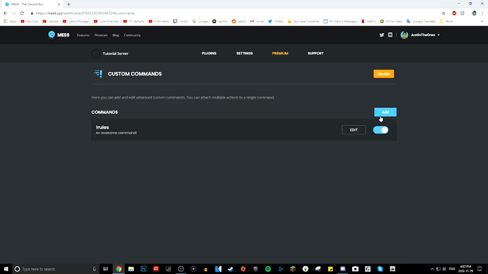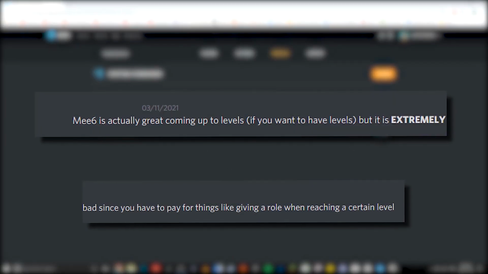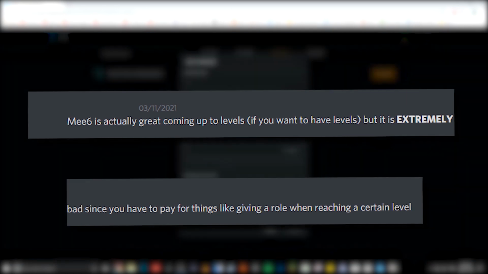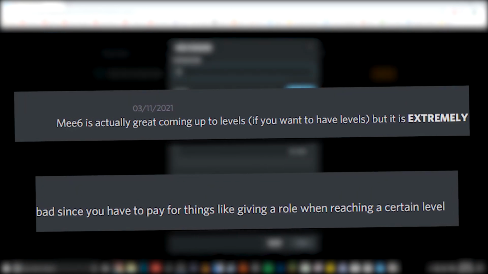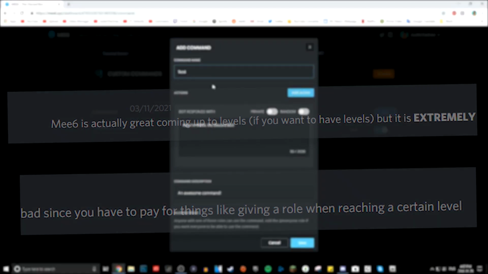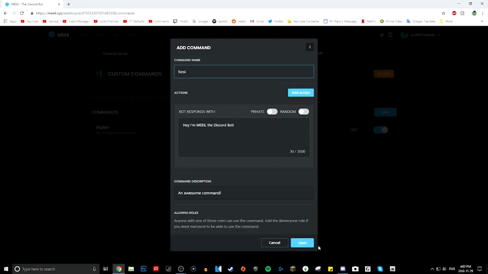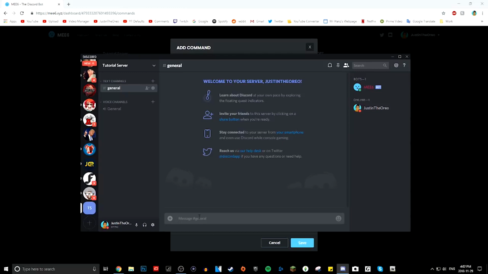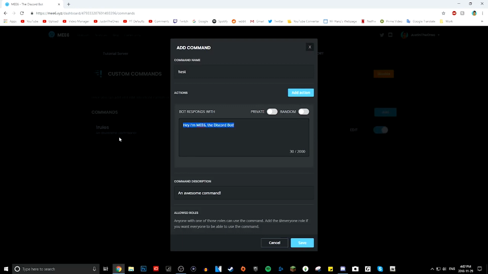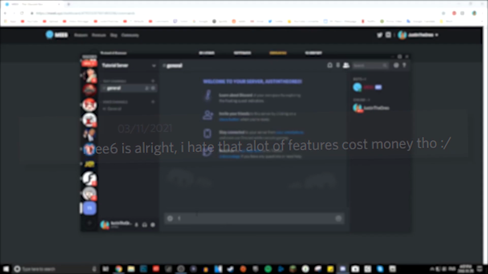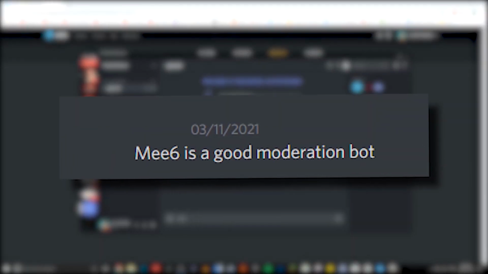Another friend of mine said this: Mee6 is actually great for leveling up if you want to have levels, but it is extremely bad since you have to pay for things like giving a role when reaching a certain level. And I'm going to read all of these aloud since they're all both short and sweet. "It's just a bot in my opinion, and to be honest, premium is not necessary." They also said this: "Mee6 is alright, I hate that a lot of features cost money though." Then there's this: "Mee6 is a good moderation bot."